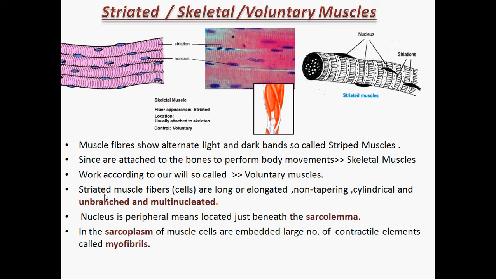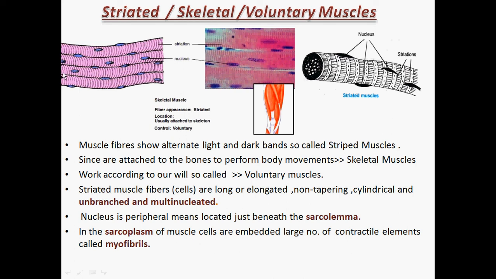Now the striated muscle fibers, as I told you, are long or elongated. They are non-tapering, cylindrical, unbranched and multinucleated. The nucleus is peripheral, meaning located just beneath the sarcolemma. We can see in this figure that, as I told you, the sarcolemma is the plasma membrane of the muscle cells. So this is the membrane, and just beneath the membrane there is a nucleus. This is the nucleus, just below the sarcolemma.